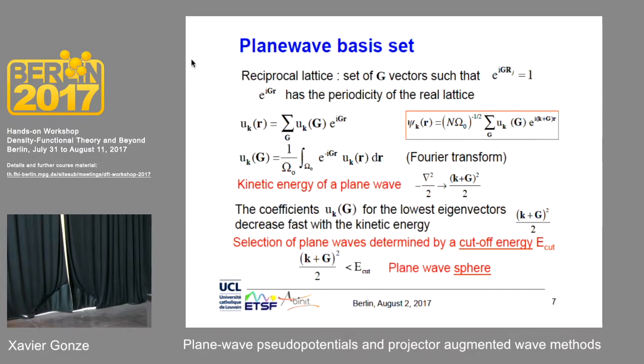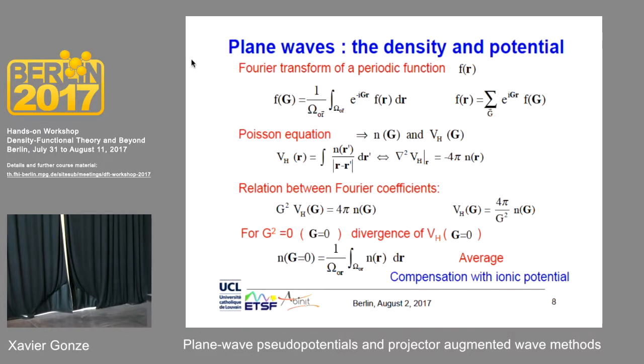Okay, so we know what is the plane wave basis set that we choose to represent the wave function, and it's quite simple. Numerically, we will have to represent a wave function by 300 numbers for the case of silicon wave functions. How shall we represent the density and the potential? These are other quantities to be represented.